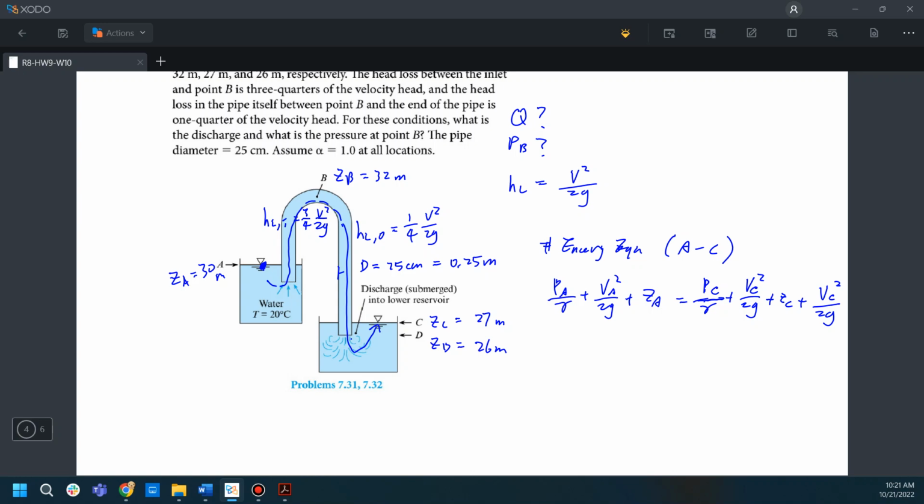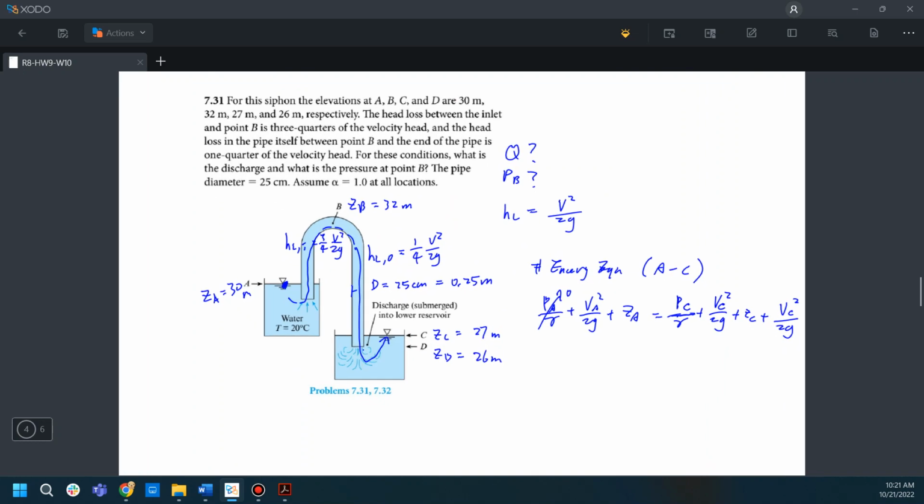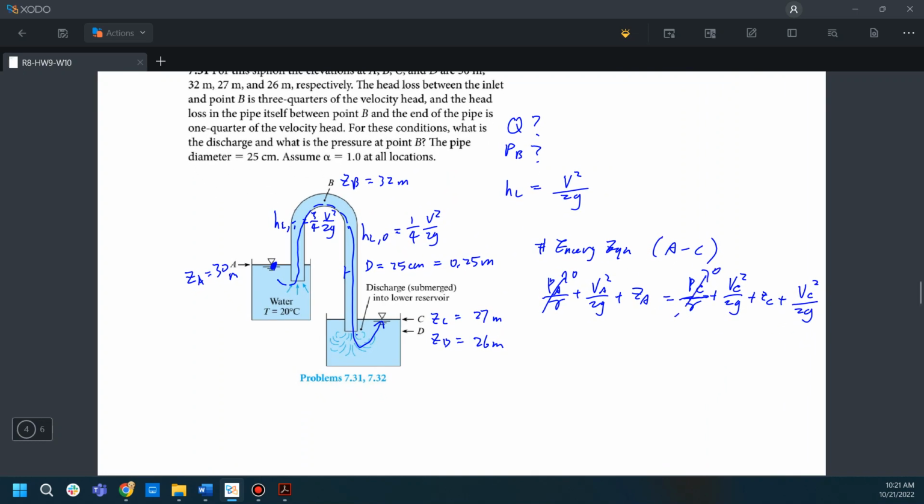Now do the simplification. It is open to the atmosphere at the surface, so PA is equal to 0, PC is equal to 0, and it's at the tank, so we assume that there's no velocity term at reservoir A.